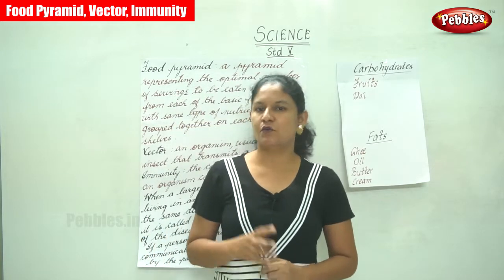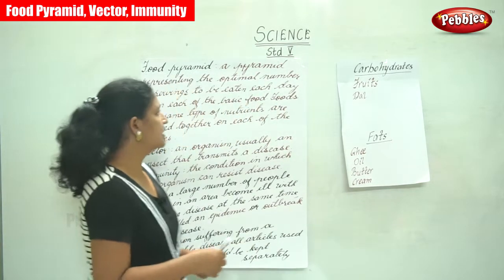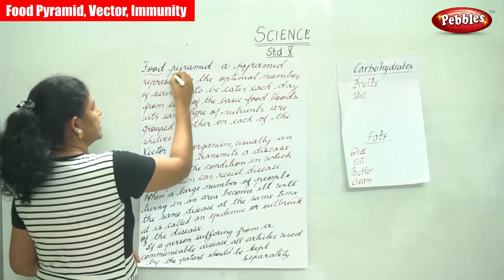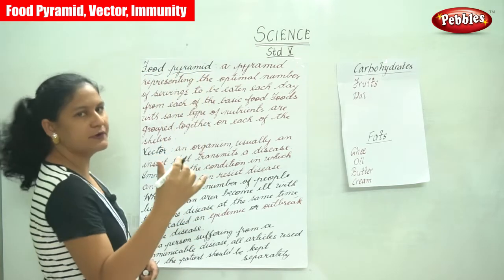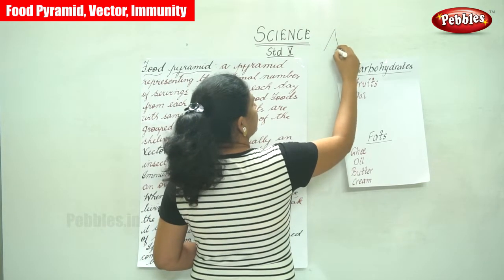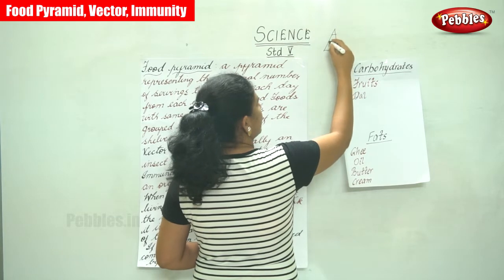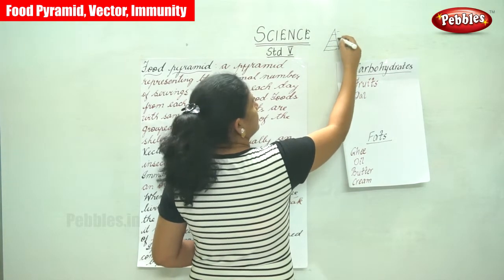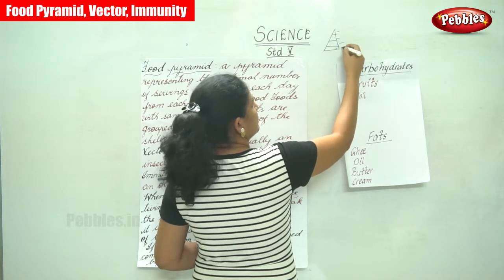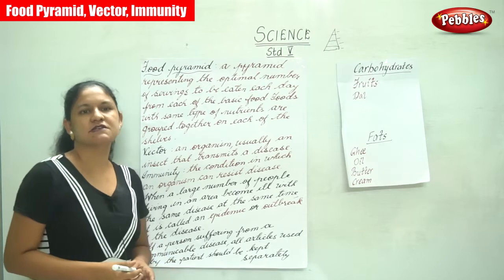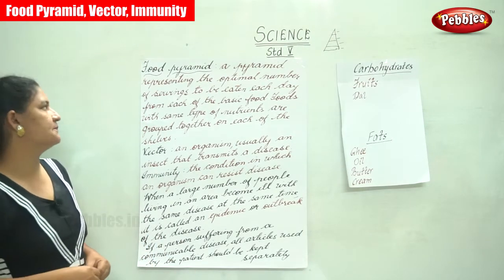So first we are going to see the food pyramid. We have already seen the food pyramid. It is in the shape of a triangle and it is subdivided. That is, you have the fats, the proteins, the vitamins, the minerals, the carbohydrates. So this is a food pyramid.